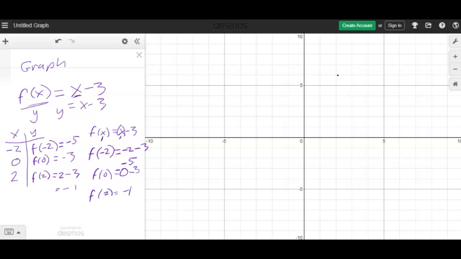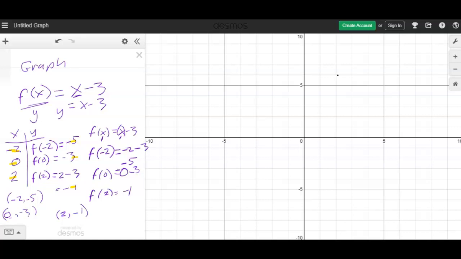So the points I have for my graph are here. I have this x coordinate with the y that I calculated from it. This x, this y. This x, this y. So if I make a list of points, my points are -2, -5, 0, -3, because when I put in x as 0, I got y as -3, and when I put in x as 2, I got y as -1.